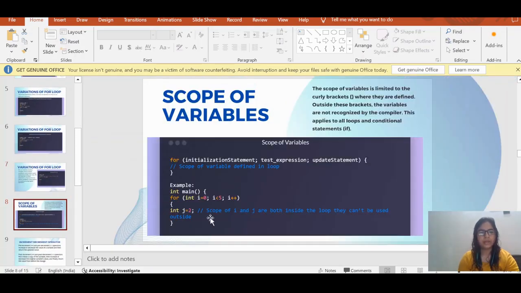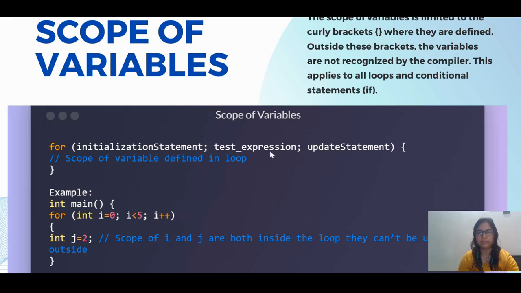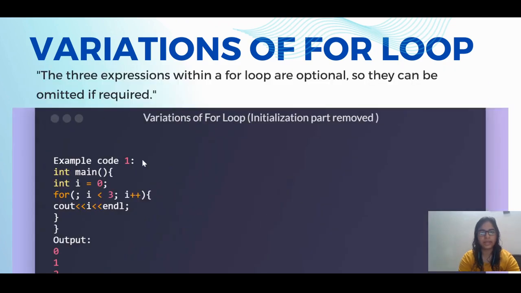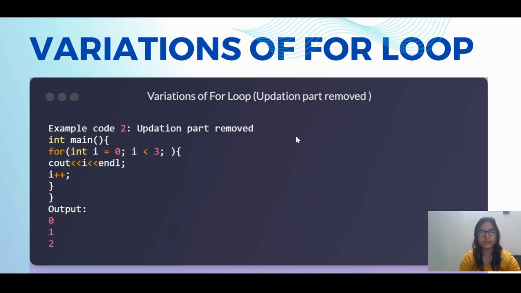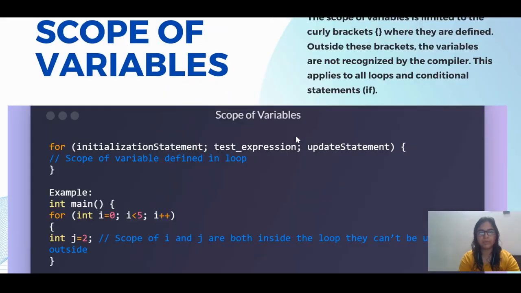Right, so now let's move on to the scope of variables. What is the scope of variables? As I was saying in the previous lectures of this part, on variations of for loop, why do we need the initialization part to be moved outside the for loop? The reason I explained was the scope of variables, which we are going to discuss now.